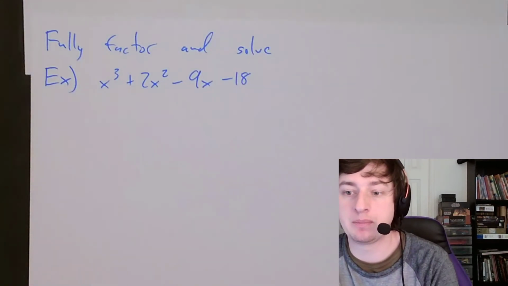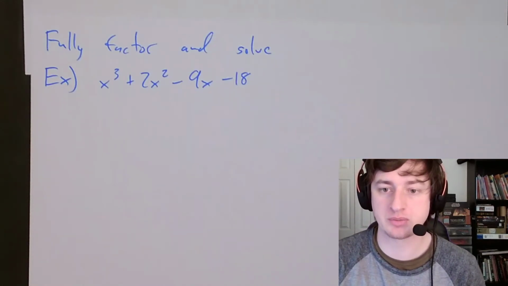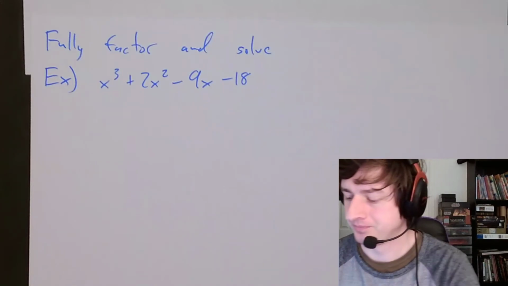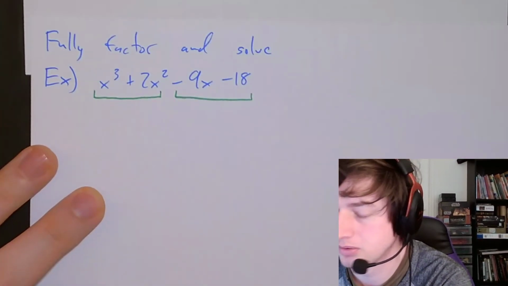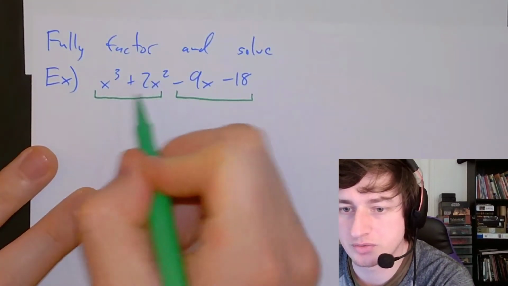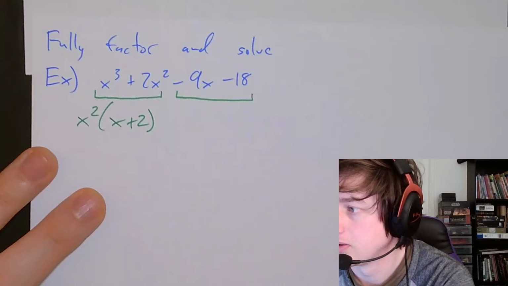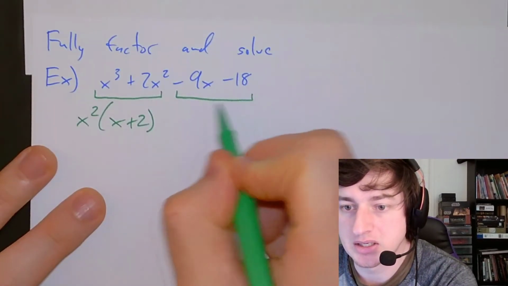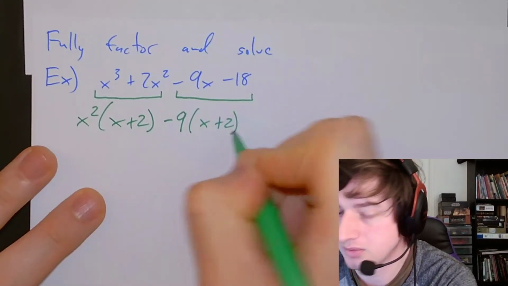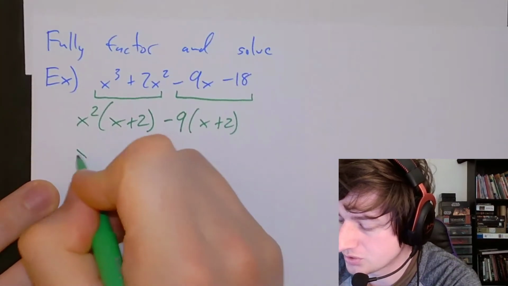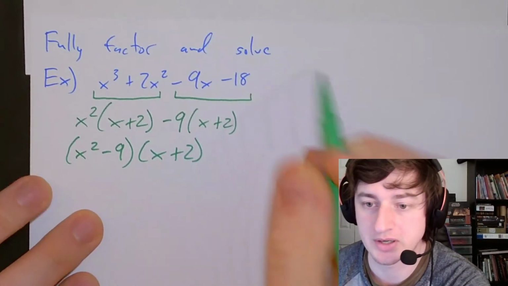Each term doesn't have something in common, but we have things in common with the pairs. So we're going to factor by grouping here. So we check these two things and these two things for what they have in common. You take an x squared out of the first two, left with an x plus a 2. And then I can divide both of these by negative 9. So we get x plus a 2 again. So this is x squared minus 9 times x plus a 2. So we factor by grouping.